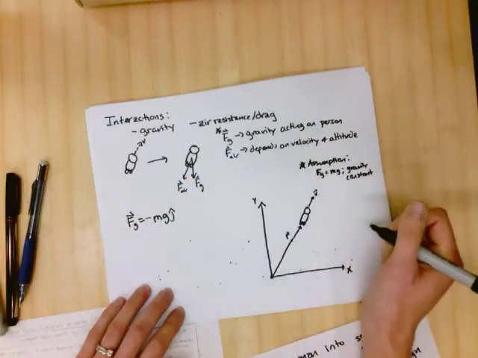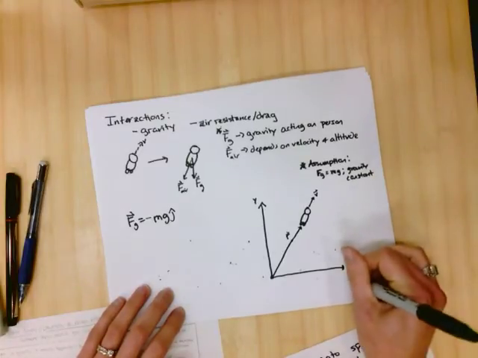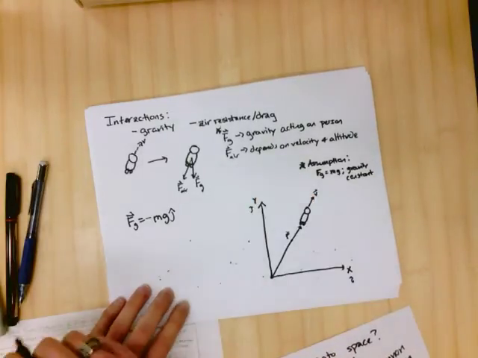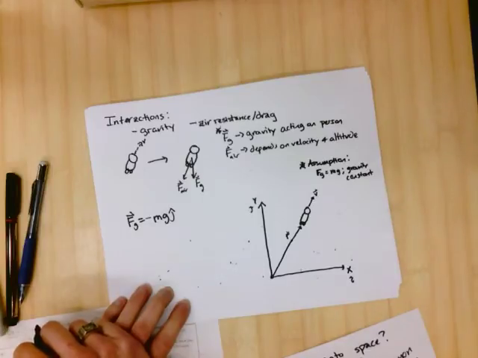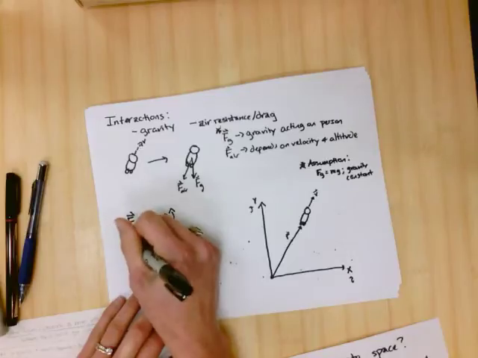Right, so i hat is a unit vector that points in the x direction, and j hat is a unit vector that points in the y direction. And a unit vector just means a vector that has length of 1, no units associated with it, it's dimensionless, so it just tells us what the direction is. So it's minus mg j hat, it's mg in the down direction. Right. Okay. So now let's look at the force due to drag.